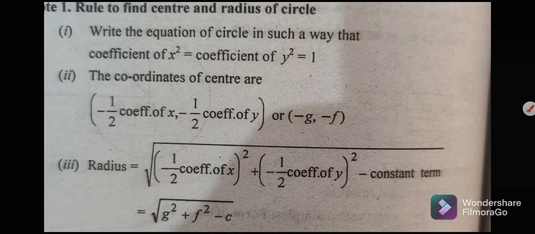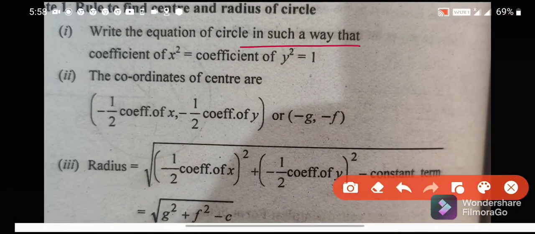Write the equation of the circle in such a way that coefficient of x square is equal to coefficient of y square is equal to 1. That is, convert the given equation in standard form. The coordinates of center are minus 1 by 2 coefficient of x, minus 1 by 2 coefficient of y. That is minus g and minus f. This is the coordinates of center.